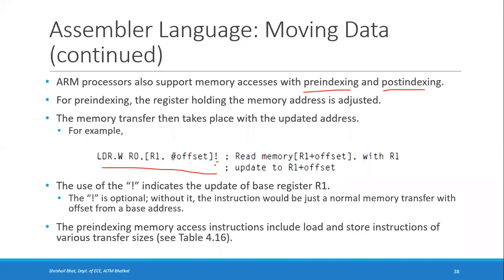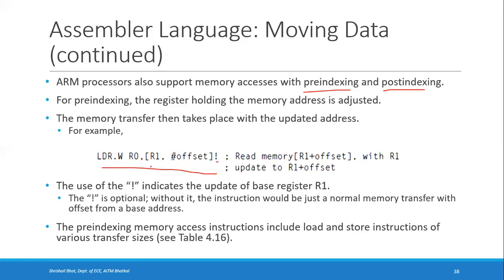So there can be instructions without the exclamation mark also. If you do not put this exclamation mark, that means you are going to calculate R1 plus offset and copy the contents from R1 plus offset into R0, but R1 remains as it is. If you put the exclamation mark, that means R1 will be updated with R1 plus offset. So the exclamation sign indicates that the base register R1 will be updated. If it is not put, the base register R1 will remain as it is, but this address will be calculated and the content will be copied into R0.